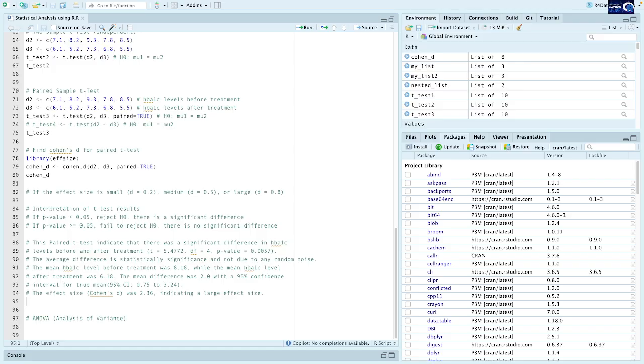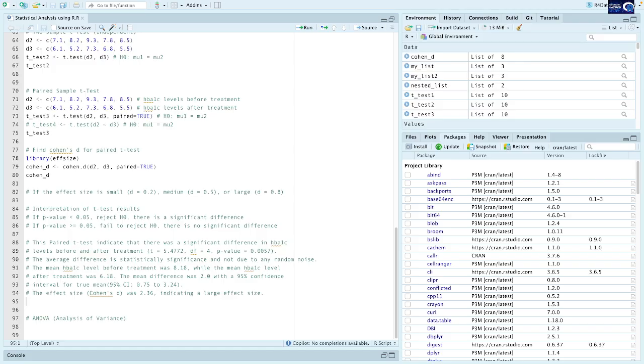Then we have the chi-square test of goodness of fit, which checks whether one categorical variable follows a specific distribution. For example, does a die follow a uniform distribution? That is done using chi-square goodness of fit.